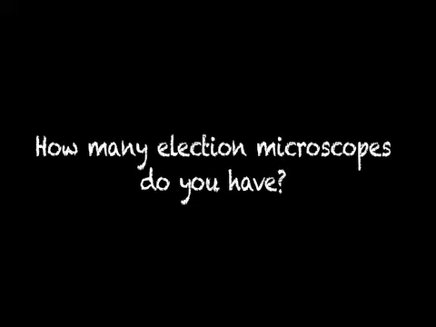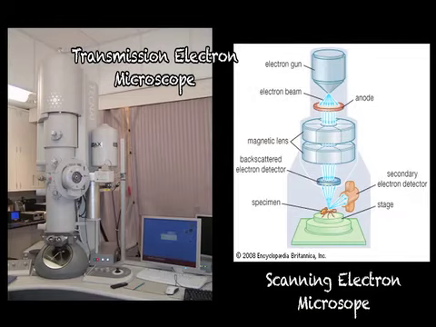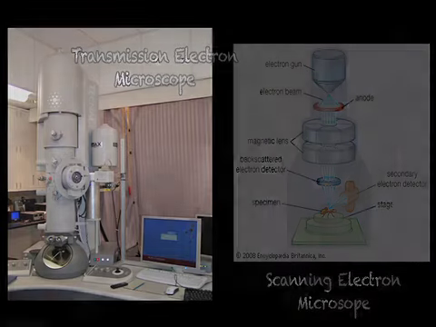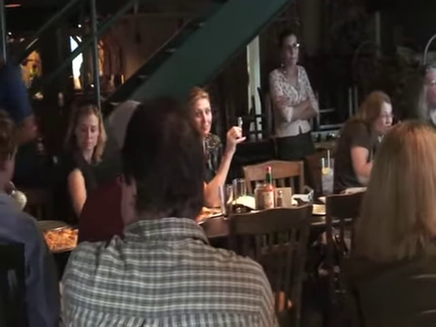How many electron microscopes do you have? We have one transmission electron microscope and one scanning electron microscope that can actually also do lithography. In the same building there is another scanning electron microscope, but it's from the chemistry department. So we're located in engineering.